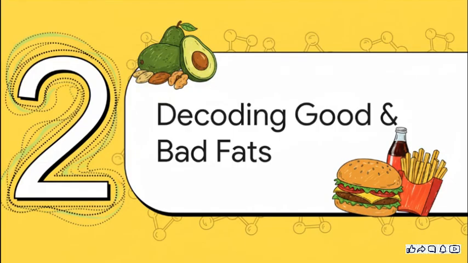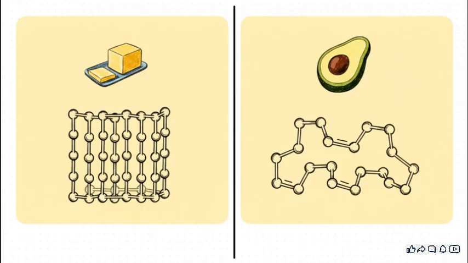Okay, so let's move on to our first macromolecule, lipids, which we all know as fats. We're always being told to eat good fats and avoid bad fats, but what does that actually mean at the molecular level? Believe it or not, the entire difference between a so-called good fat and a bad fat comes down to these tiny little chemical bonds. Saturated fats have these really straight, rigid chains, but unsaturated fats, they have at least one double bond that creates a bend, or what we call a kink, in their chain.